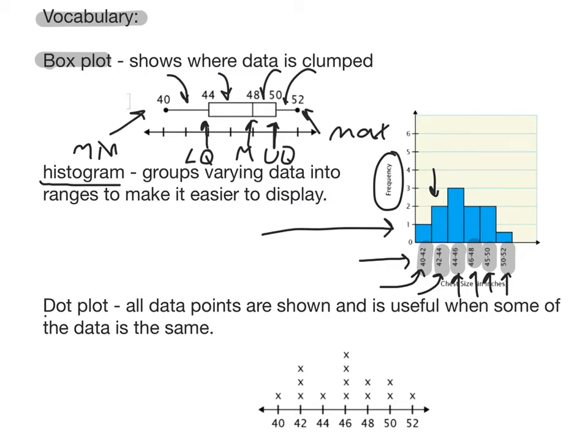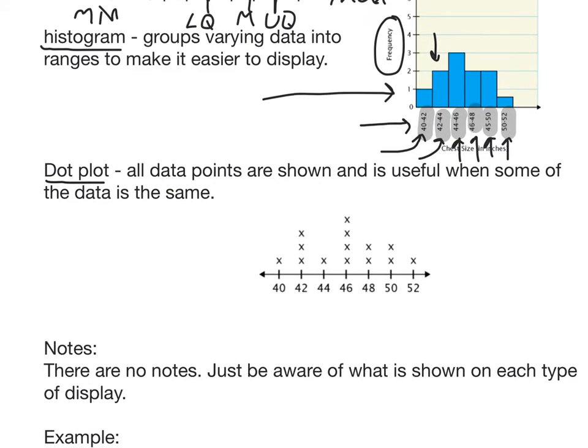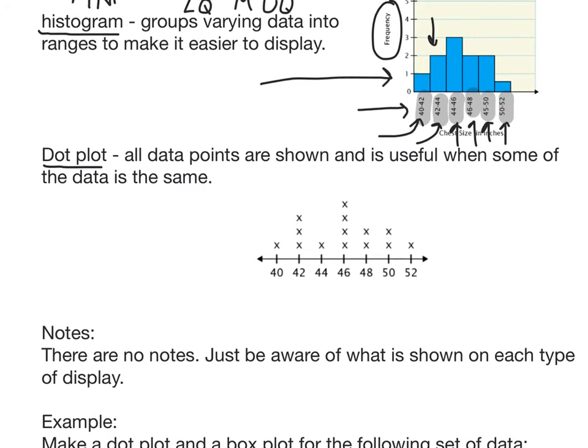All right, dot plot. In a dot plot, all the data points are shown, and it's useful when some of the data is the same. If all these numbers were different, it wouldn't make sense to have a dot plot, because you'd just have one X above every number. But you can see where the data is clumped. You can see the highest and the lowest value. You can see the mode pretty easily. You can see how it's spread out. It's pretty good, except if there was a lot of data, you wouldn't necessarily want to make a dot plot. That would be unhandy.